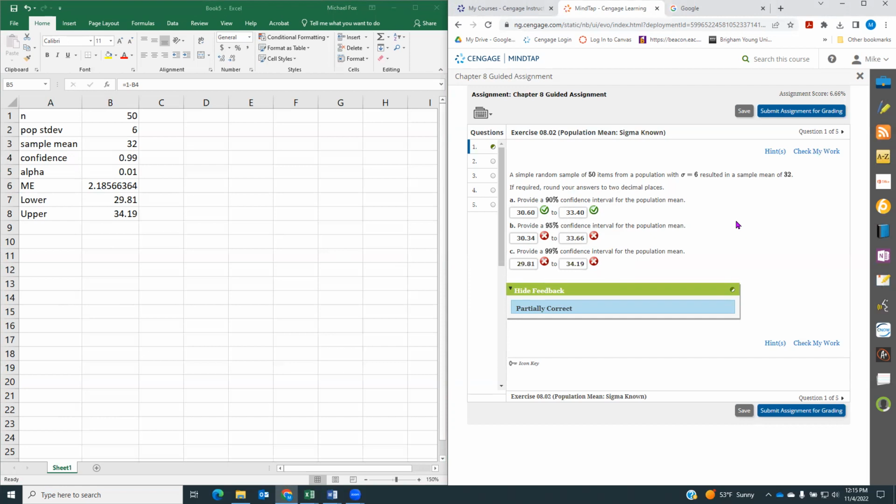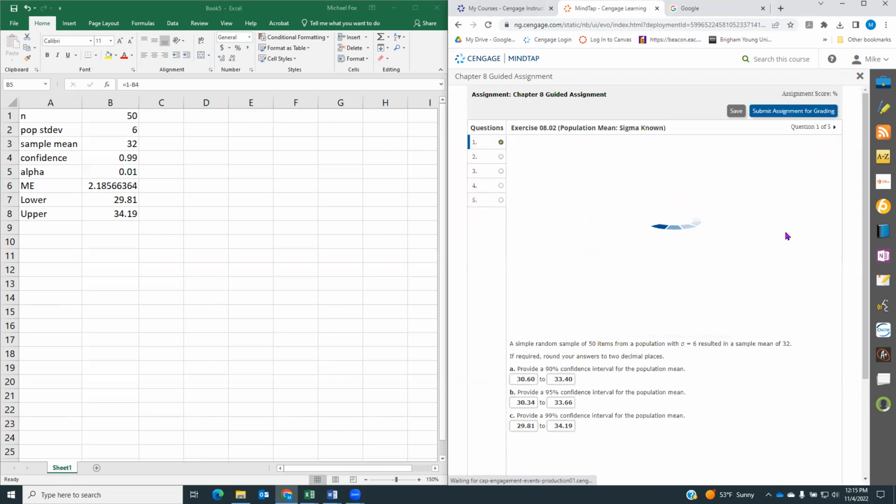You'll notice that as I increase the confidence level of my interval, the interval will get wider, meaning I have to make a wider dispersion of the numbers in order to be more confident. So I'm 90% confident that it falls between 30.6 and 33.4. But in order to be 99% confident, I've got to have it fall between 29.81 and 34.19. So that is doing a population mean when our sigma, or our population standard deviation, is known.